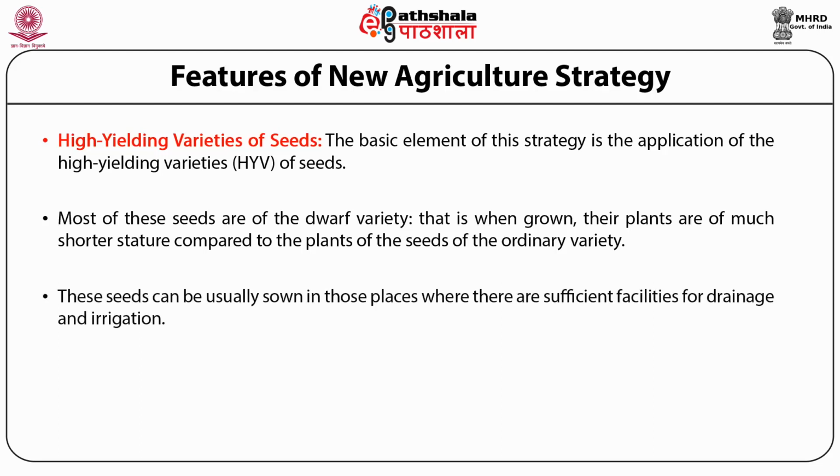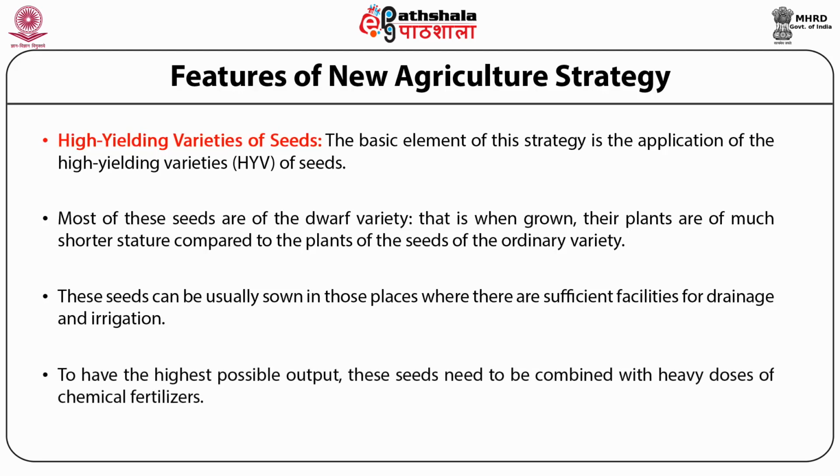These seeds can usually be sown in those places where there are sufficient facilities for drainage and irrigation. To have the highest possible output, these seeds need to be combined with heavy doses of chemical fertilizers. Compared with ordinary seeds, these require 4 to 5 times more fertilizers.